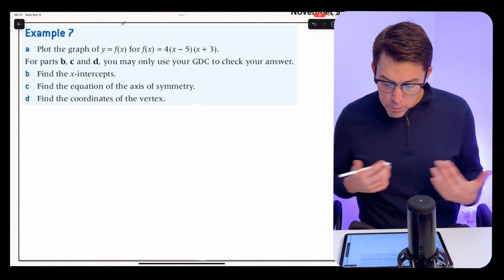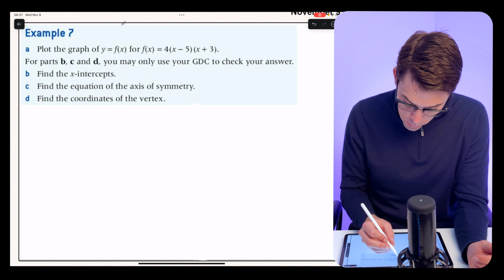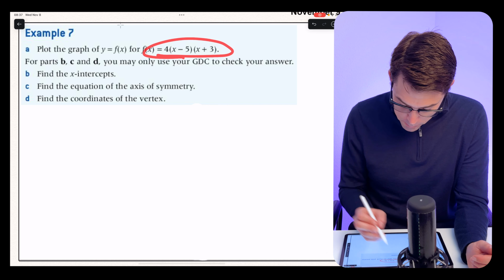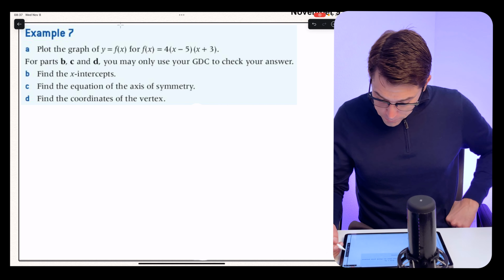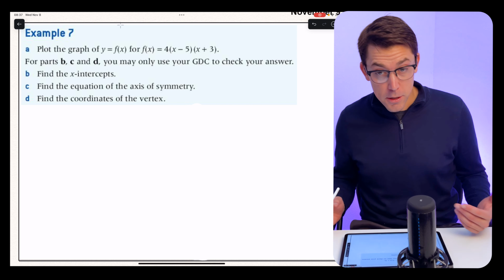All right, so here I'm asked to plot the graph for y equals f of x, for which f of x is going to be equal to (4x minus 5) times (x plus 3). You may only use your GDC to check your answer. Yeah, okay, that happens a lot, which means we need to show this by hand.